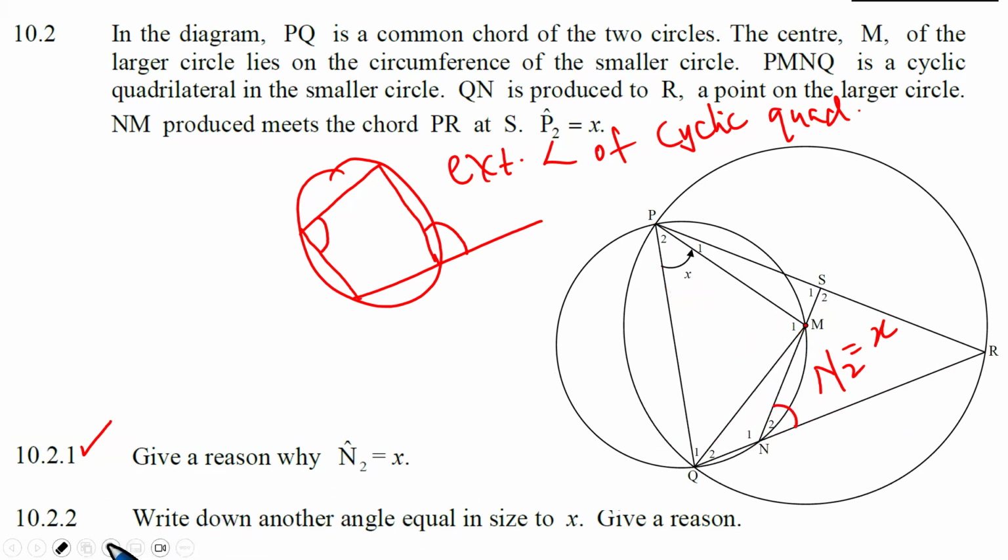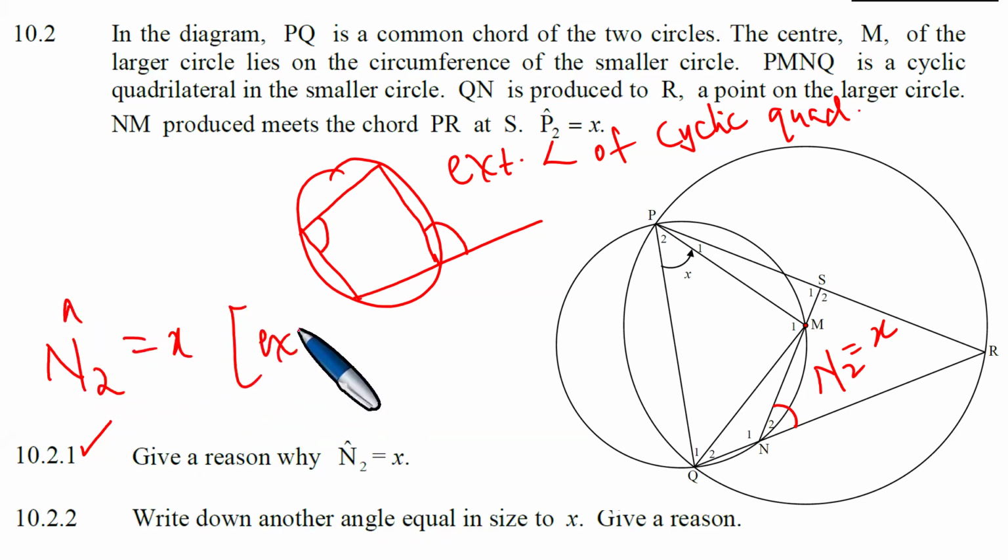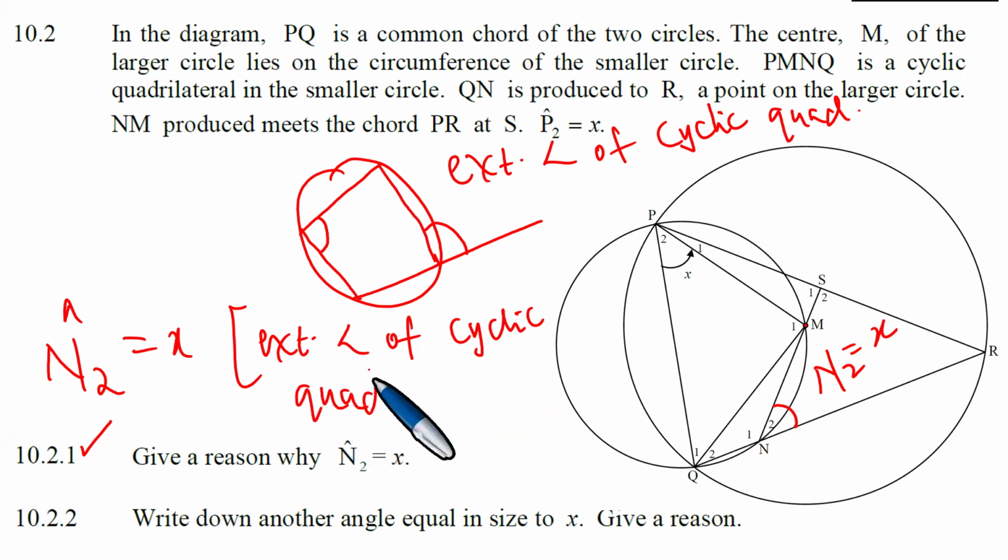And we're not in a hurry to solve all the questions today, but I have hundreds or thousands of these questions here. We are practicing together. And we proceed as follows. All right, so we can see, therefore, that the angle N2 equals x, exterior angle of cyclic quad. Any question? No question. Okay, we move on to the next one.